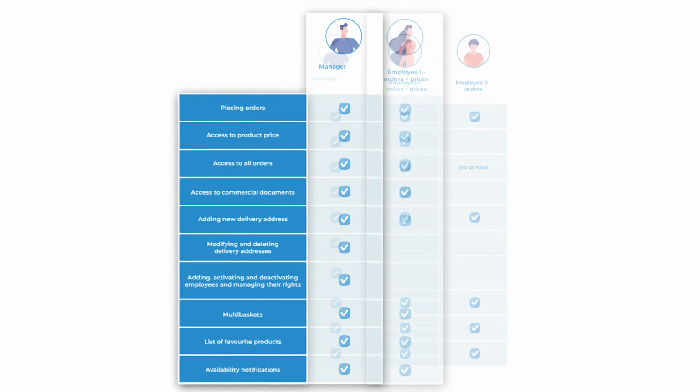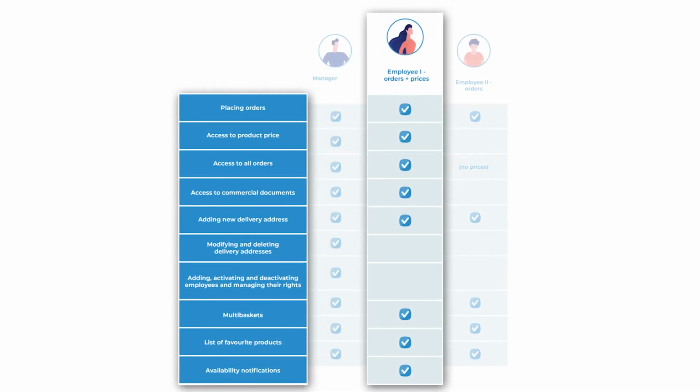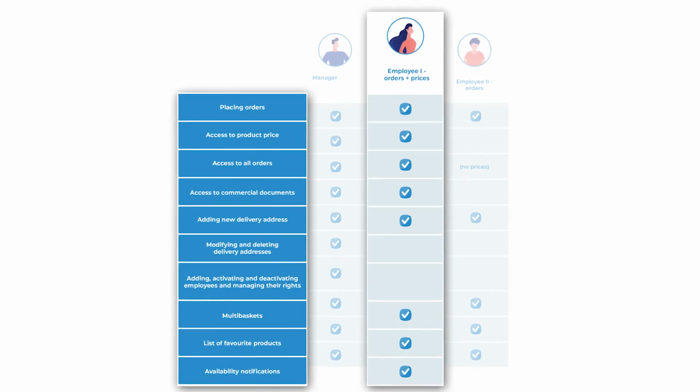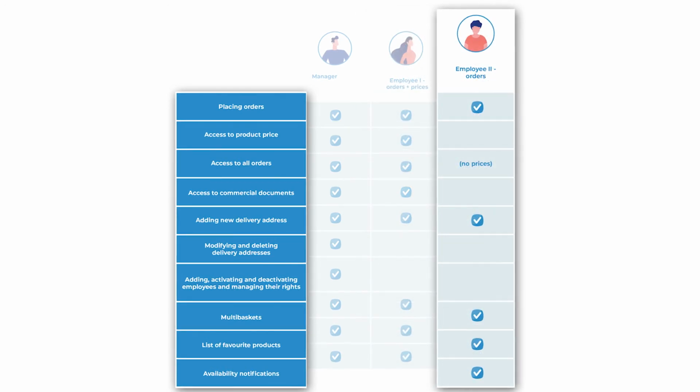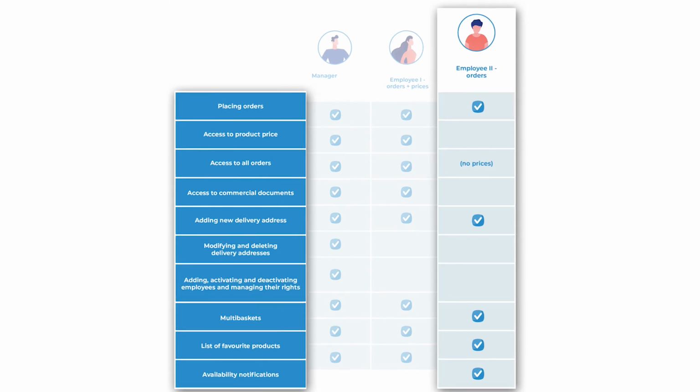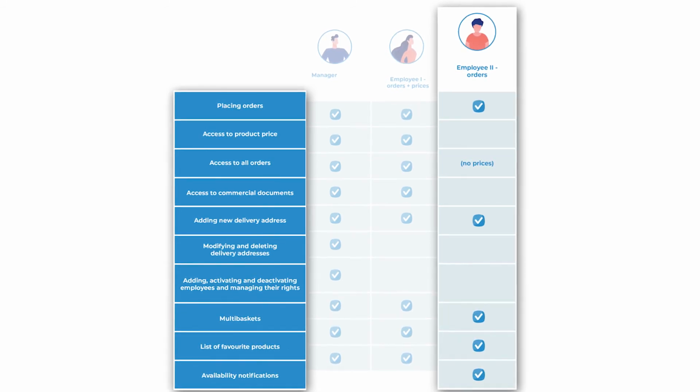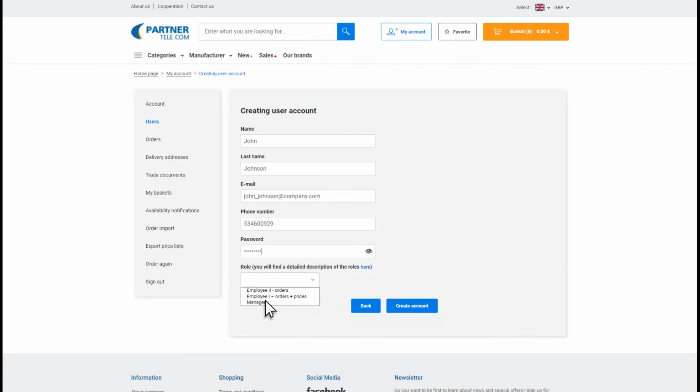2. Employee 1 has full access to prices, all orders, and commercial documents. He can add a new delivery address but cannot edit or delete them and is not authorized to manage other employees. 3. Employee 2 will not see prices of products at any point and will not have access to commercial documents. Similar to Employee 1, he won't be able to edit or delete delivery addresses and will not be authorized to manage other employees. After having filled in the form, click Create Account.